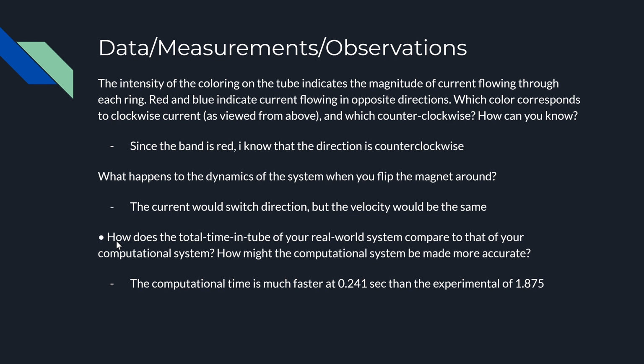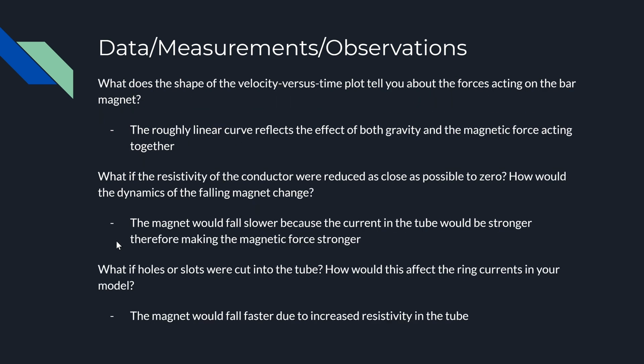The total time in the tube in the computational system was ridiculously fast compared to what we saw in the real world, which was very weird: 0.241 seconds in the simulation and 1.875 in the real world. The shape of my plot tells me that the forces of both gravity and magnets are acting on each other. It was pretty close to linear, but that should still be showing both effects.